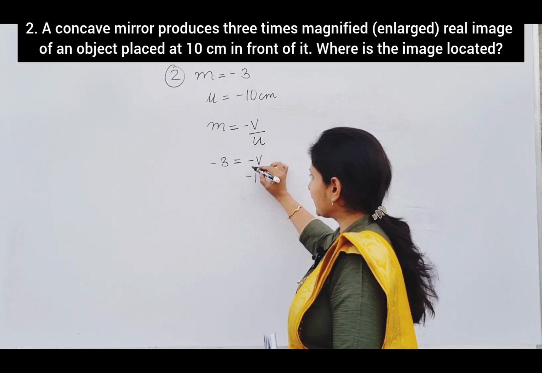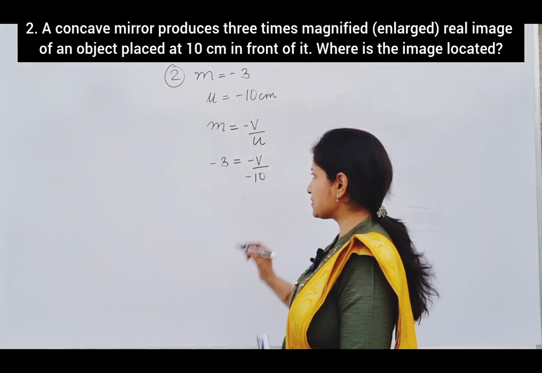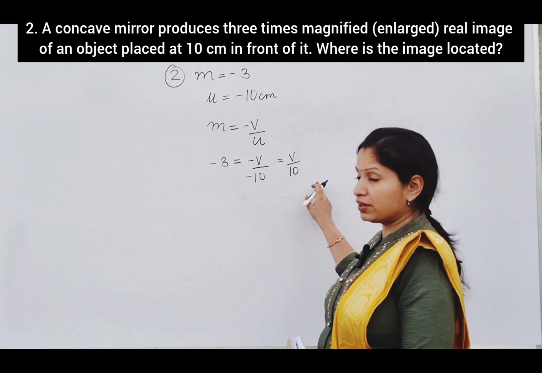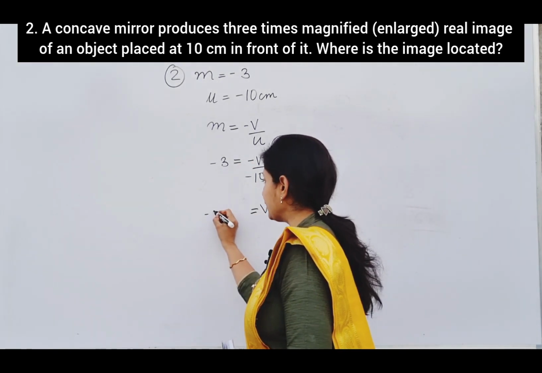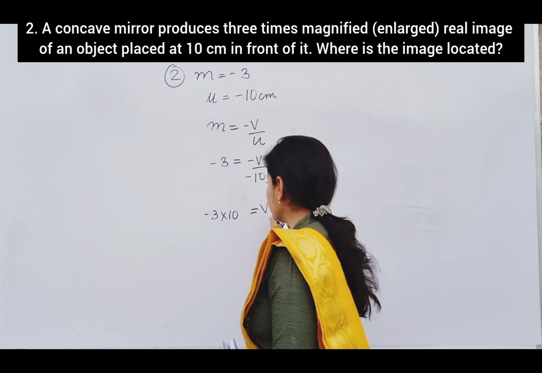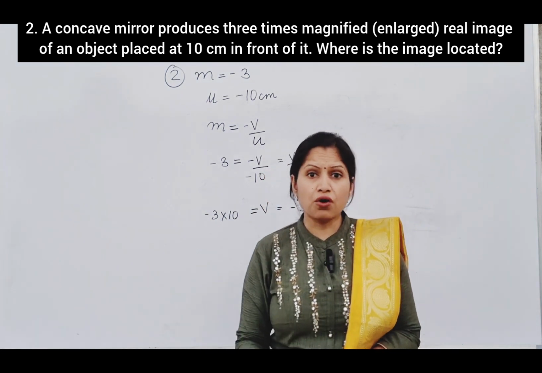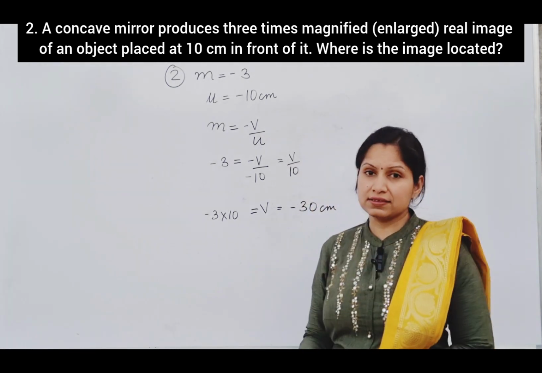Here, I can cancel out the negative. Minus minus will get cancelled, so it will become v upon 10. So it's minus 3 equals v upon 10. So v equals minus 3 into 10, and that is equal to minus 30 centimeter. So the position of the image will be minus 30 centimeter.